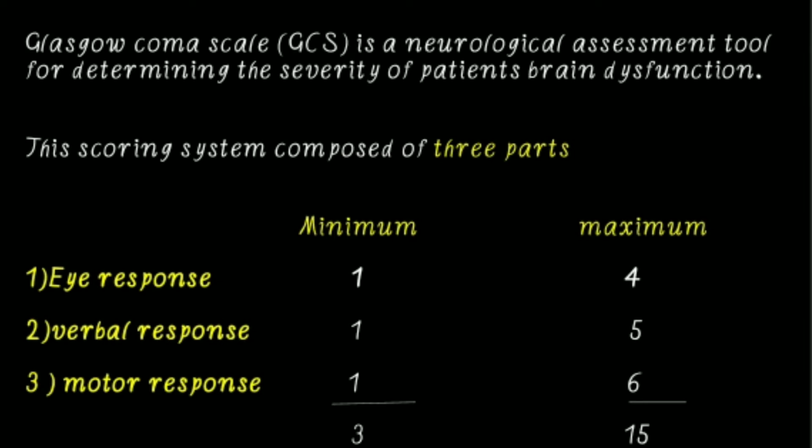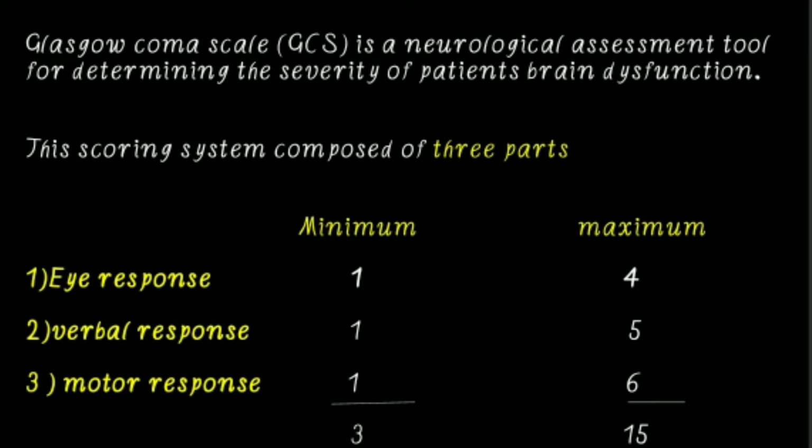We all are familiar with the Glasgow Coma Scale scoring system. Today we will see what exactly it is and how we can assess the neurological function of a patient with this Glasgow Coma Scale. Glasgow Coma Scale is a neurological assessment tool for determining the severity of a patient's brain dysfunction. By using this GCS score, we can assess the neurological function of a patient.